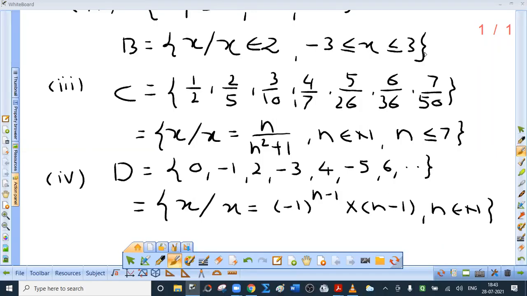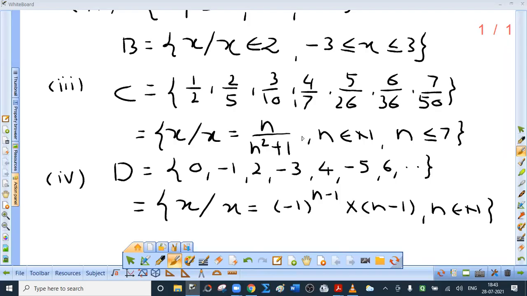Third one, let C be the set 1 by 2, 2 by 5, 3 by 10, 4 by 17, 5 by 26, 6 by 37, 7 by 50. Now, numerators are consecutive natural numbers. And what about denominator? It is numerator square plus 1. So I can say set of all x such that x is n upon n square plus 1, n is a natural number, but this is a finite set. So n is less than 8, or n is less than or equal to 7.